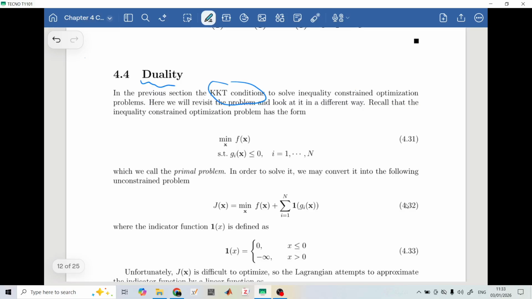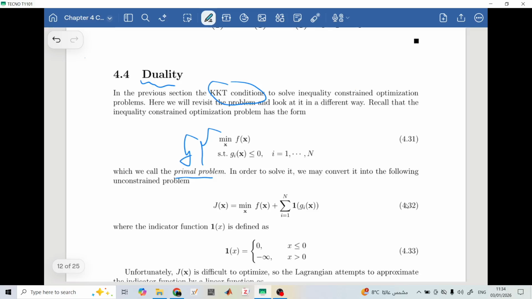Recall that we have this form of the optimization problem as we learned earlier. This is the canonical or standard form of the optimization problem. This is called a primal. It is called a primal problem. So it's the main problem. So how did we do it?